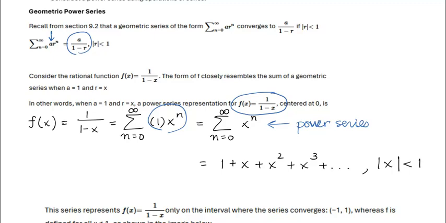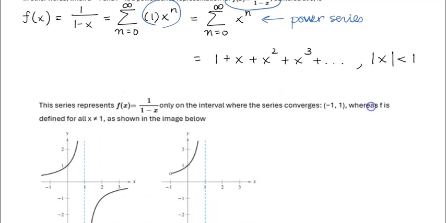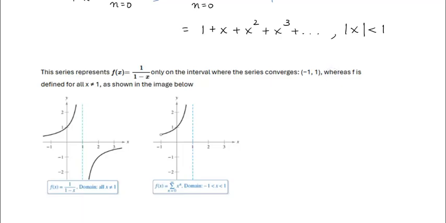So we've represented this rational function as a power series. I do want to discuss briefly that we do have this condition here that the absolute value of x must be less than 1. So we can represent this function f of x as this series, the sum of n equal to 0 to infinity of x to the n, but that would only be true when x is between -1 and 1 because of the condition of convergence for that power series.